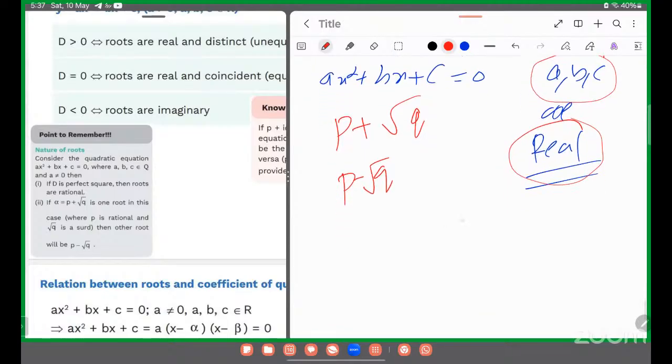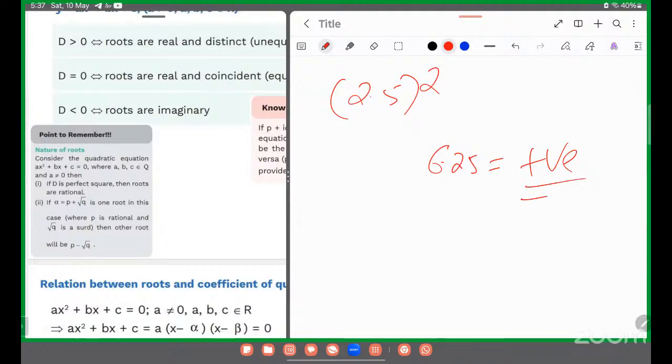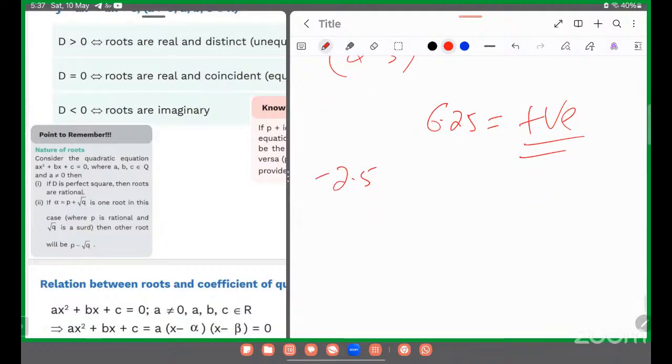Similarly, p plus iota q. What is iota? Iota is a complex number. What is the difference between a real number and a complex number? If you take the square of a real number, it will always be positive. For example, 2.5. If you take the square, what will be the value? 6.25. The answer will be positive. If you take minus 2.5, the square of a negative number is also positive, so again you get 6.25.